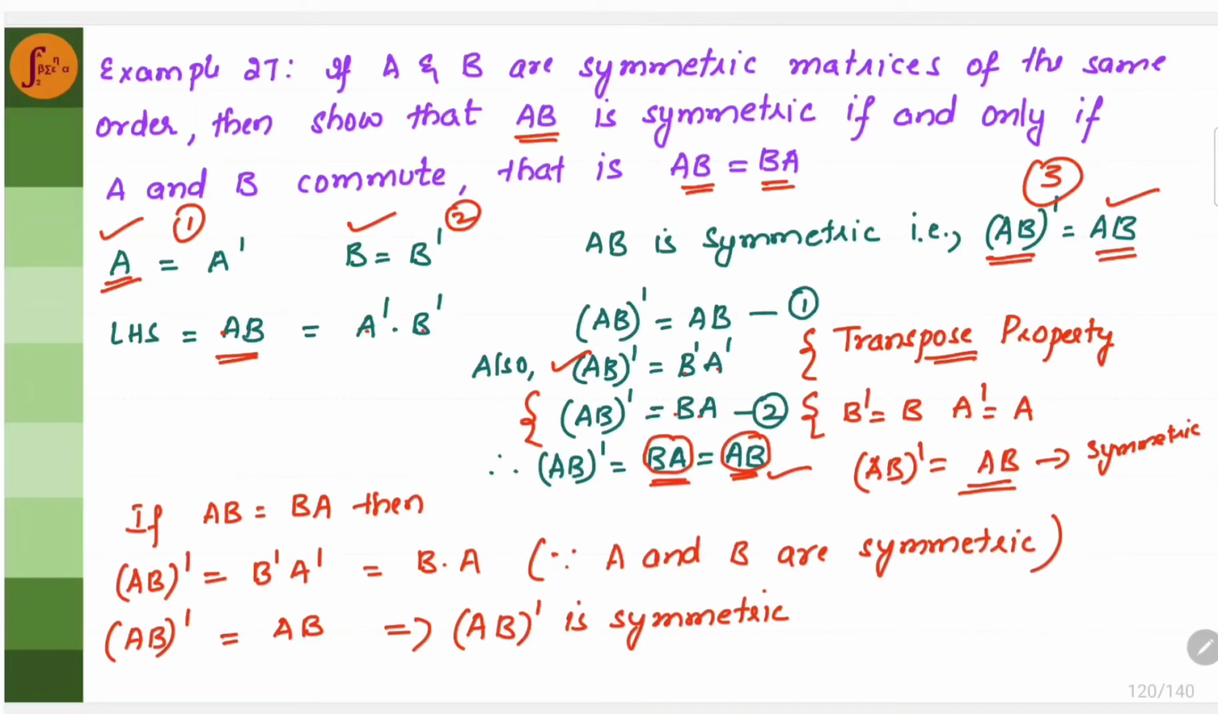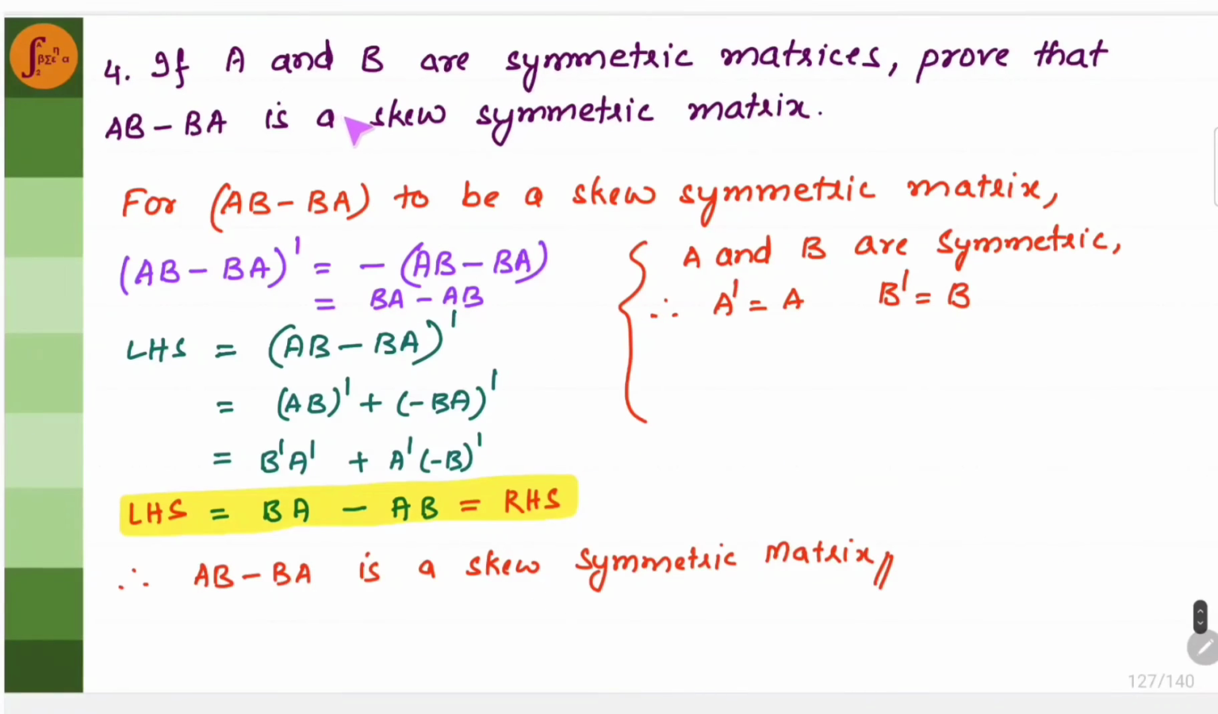So basically, to say that AB is a symmetric matrix, we need to ensure that the condition is that A into B is the same as B into A. That is what they're asking us to prove, and that is what we have proved here. Here's another symmetric matrix related problem. If A and B are symmetric matrices, prove that AB minus BA is a skew symmetric matrix.